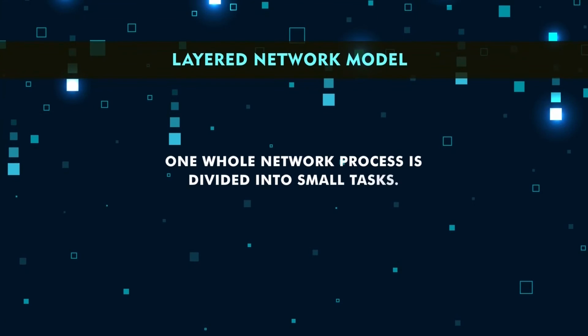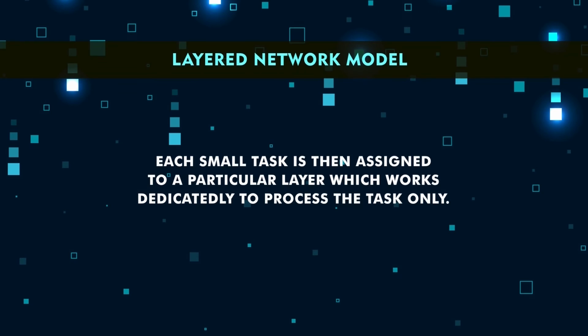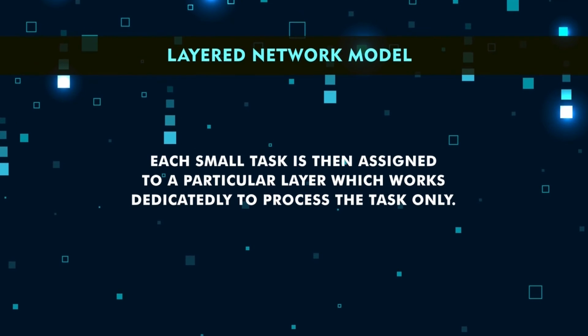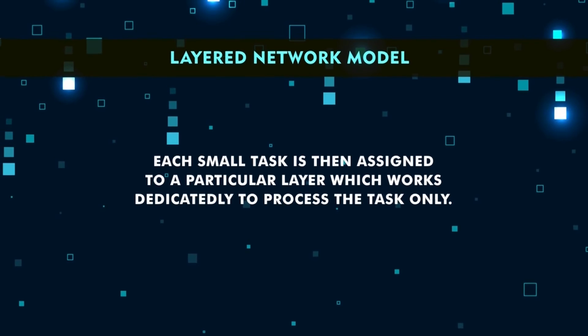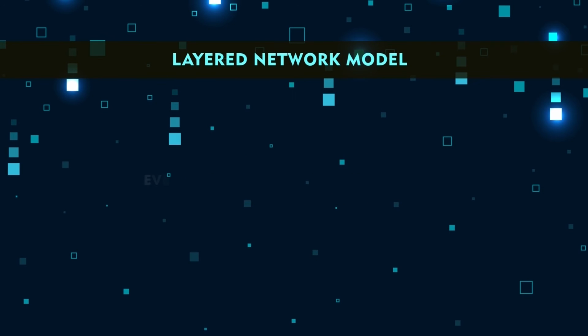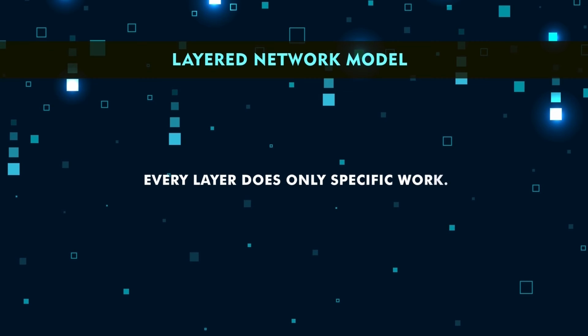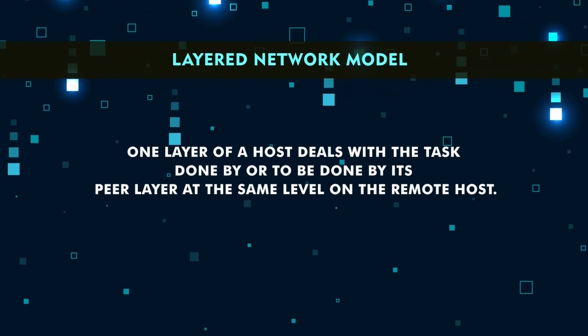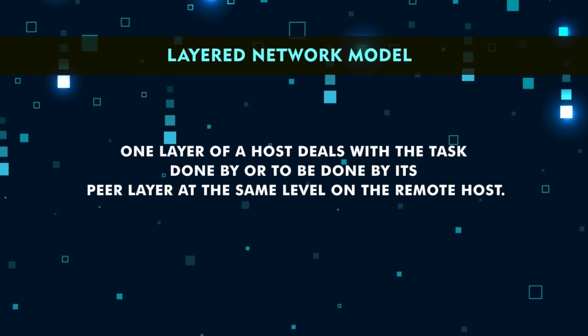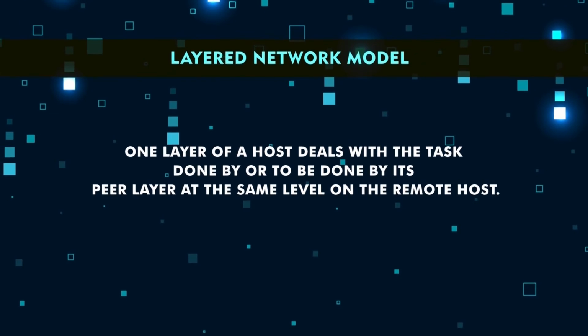In the layered architecture of the network model, one whole network process is divided into small tasks. Each small task is then assigned to a particular layer, which works dedicatedly to process that task only. Every layer does only one specific work. In a layered communication system, one layer of a host deals with the task done or to be done by its peer layer at the same level on the remote host. The task is initiated either by a layer at the lowest level or at the topmost level.